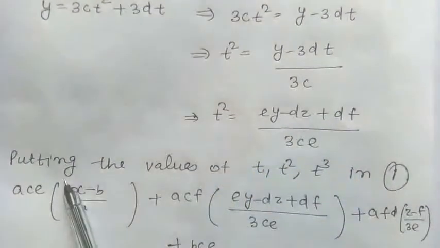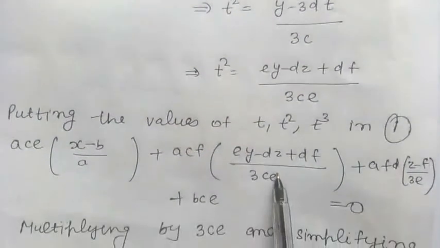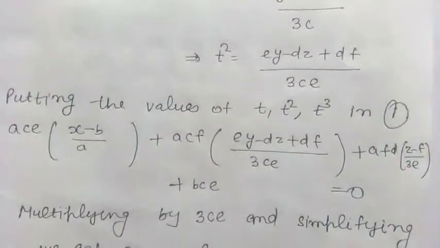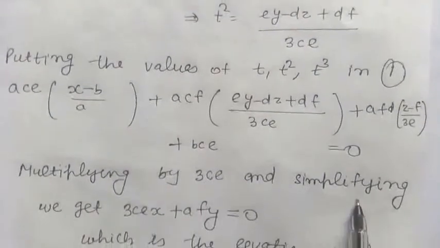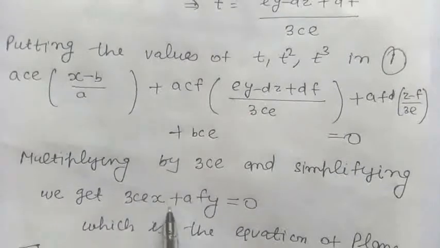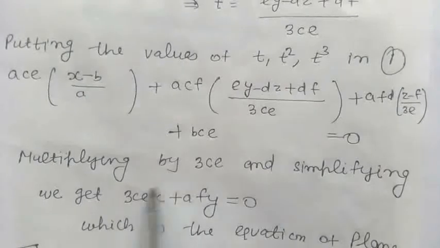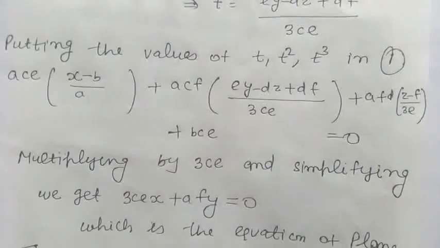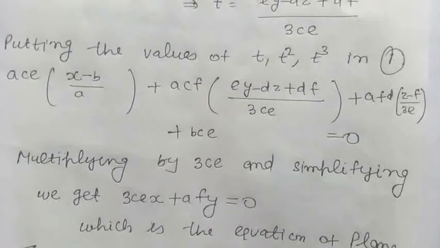And now putting the values of t, t square, t cube in equation 1, multiplying by 3ce and simplifying, we get the equation of a plane, which is given by 3cex plus afy is equal to 0. This is the equation of the plane. Thus we have obtained the locus of the 3 points, which is a plane. We have proved that the 3 points are lying on a plane. So these were some problems based on the osculating plane. Thank you.